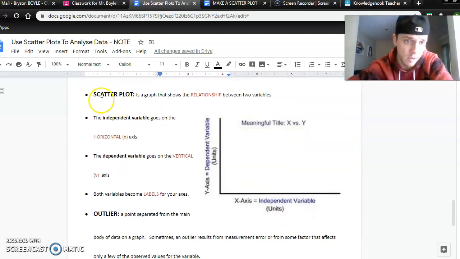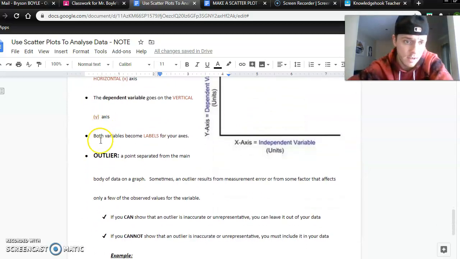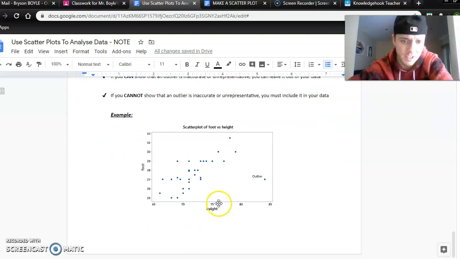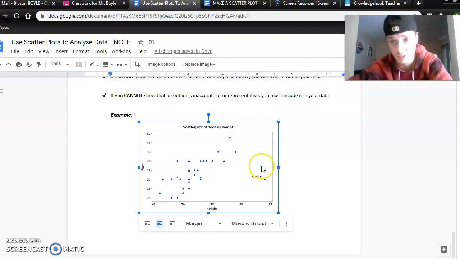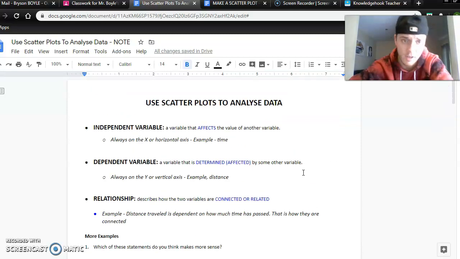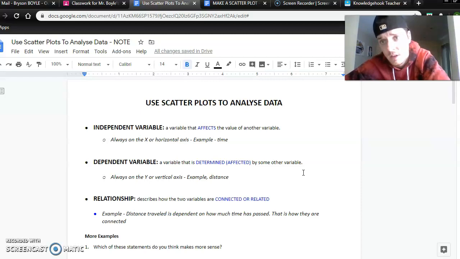This goes over what a scatter plot is and how you would set it up. It's important you realize what an outlier is, so read through that and get an idea of what an outlier is. And here's an example scatter plot, kind of what they look like. Just a bunch of dots scattered along a graph, hence the word scatter plot. So go through this note and familiarize yourself with what a scatter plot is, an independent variable, and the relationship between them.